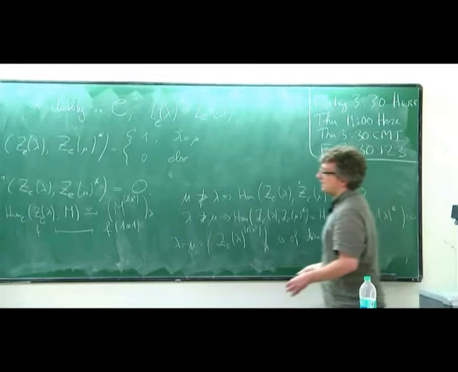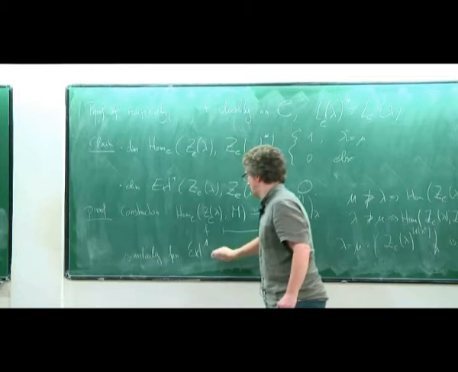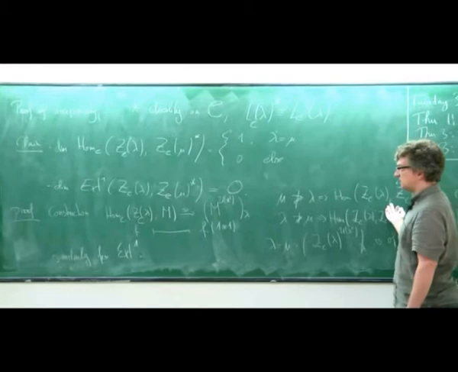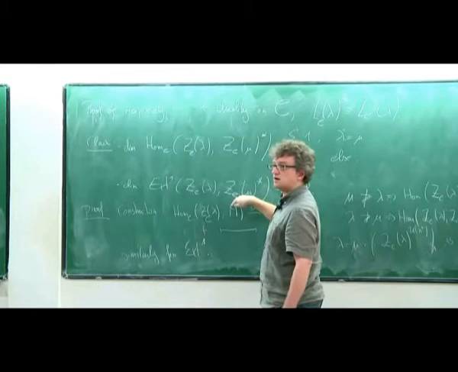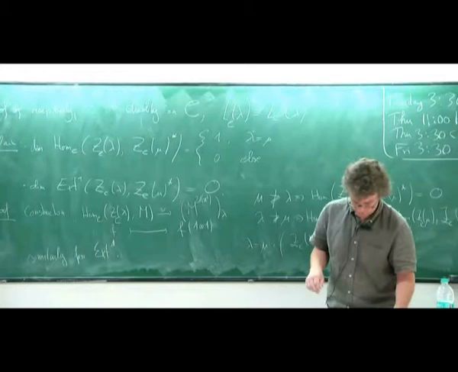And this is similarly for Ext^1. So in the case of Ext^1, you have exactly the same statement as here, but even if lambda and mu coincide, each extension splits. So even in this case, each extension splits. So this is zero. This is always zero. Okay.